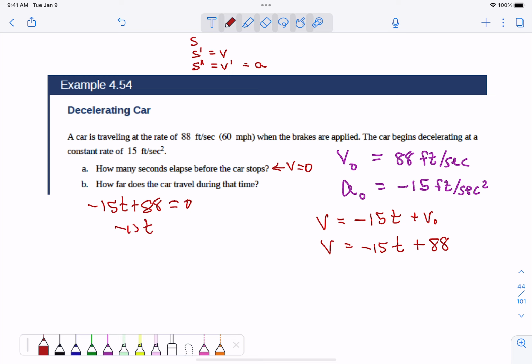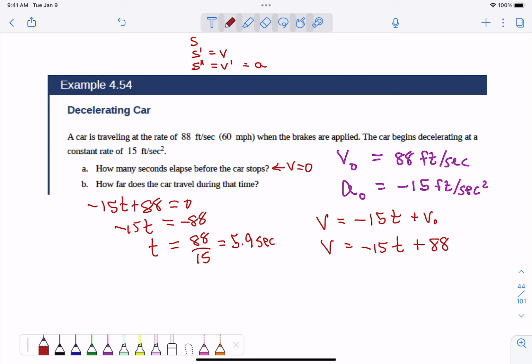Negative 15t equals negative 88. t equals 88 over 15. And this is a time problem, so I would say that actually getting an actual answer is probably good. And 88 divided by 15 is about 5.9 seconds. So it takes about 5.9 seconds for it to stop. Okay, so then let's look at part B. How far does the car travel during that time?